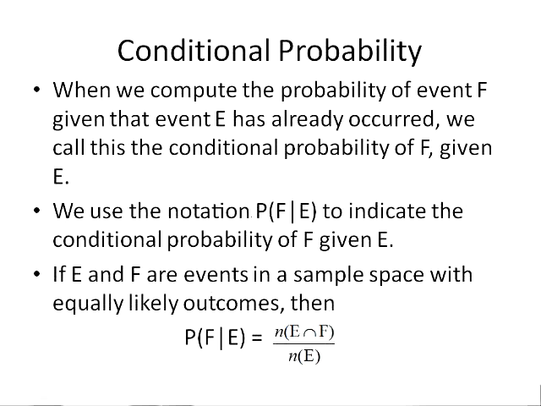Now, if E and F are events in a sample space with equally likely outcomes, then the probability of event F given that E has already occurred is equal to the fraction where the numerator is the number of outcomes in the intersection of events E and F, and the denominator is the number of outcomes in event E.